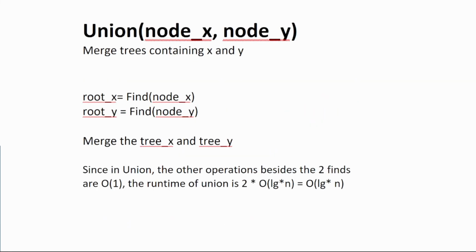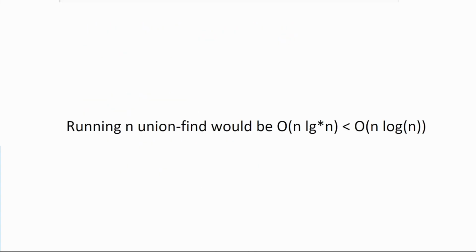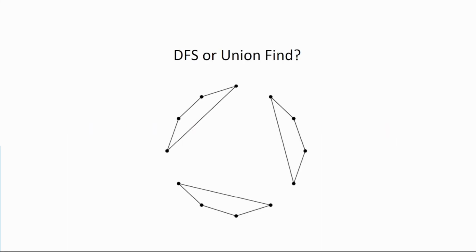Finally, we have the union function. The majority of the runtime goes to calling find twice. This means that the runtime of the union function is also alpha n. Therefore, the runtime of running n union find functions would be n times alpha n, which is smaller than n times log n. Alright, it's time to talk about the elephant in the room.